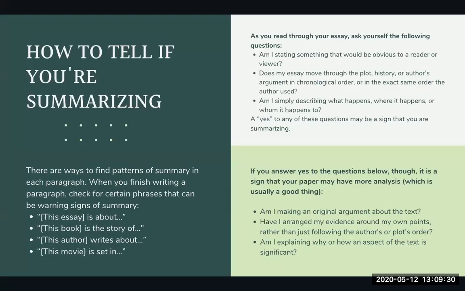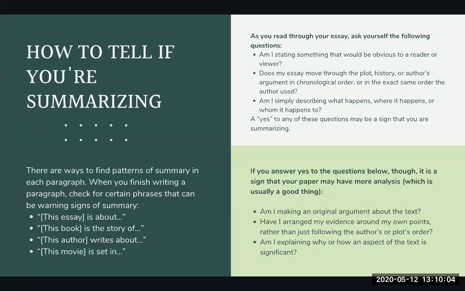Whereas the questions below, so over here in the light green box, these questions are to determine whether you have more analysis. And if your answer is yes to any of these questions, then chances are that you have more analysis, which is what we want in your paper. So am I making an original argument about the text? Again, you don't want the details that you're bringing up to be too obvious, because your argument should be specific to you and what you think about the reading.